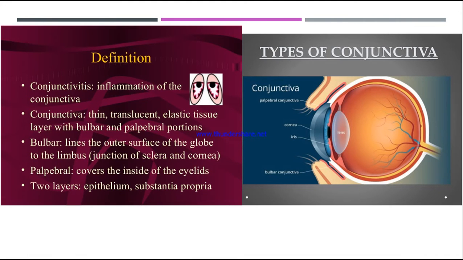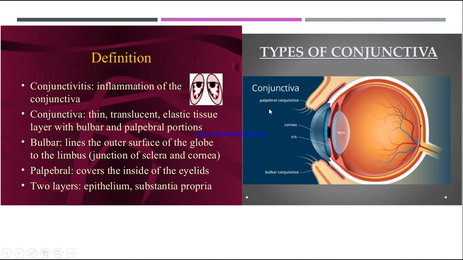Next, before we go into the disease condition, first I will teach you about the types of conjunctiva. Conjunctiva is a thin, translucent, elastic tissue layer with bulbar and palpebral portions. So there are two portions: one is known as the bulbar, and one is known as the palpebral. These two are portions of the conjunctiva.